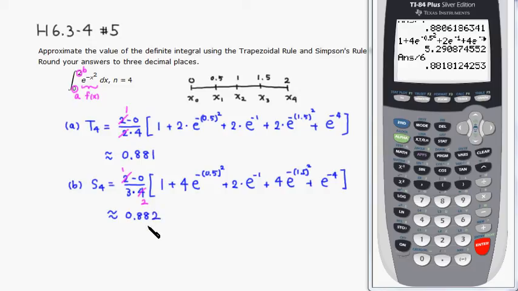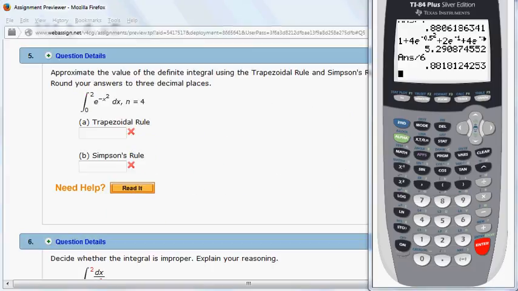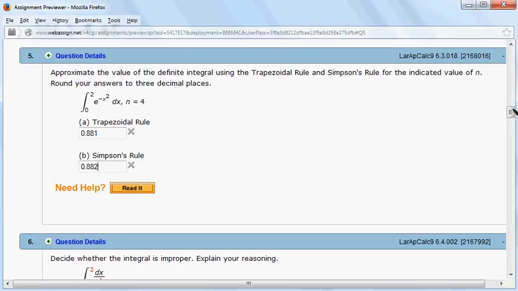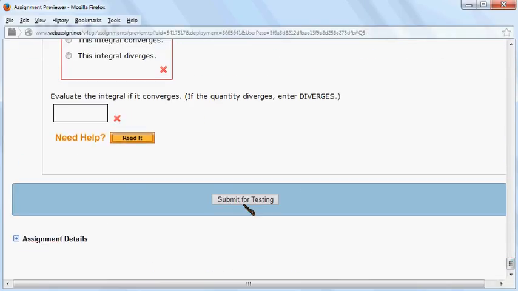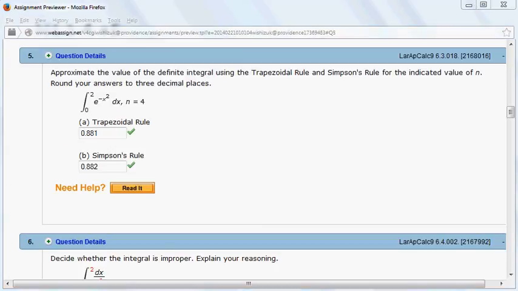So let's type these numbers in to see if it's correct. The trapezoid rule gave us 0.881, and Simpson's rule gave us 0.882. So let's go down and submit for testing. It came back and looks like we got both of these correctly. That's it. I hope that this was clear.